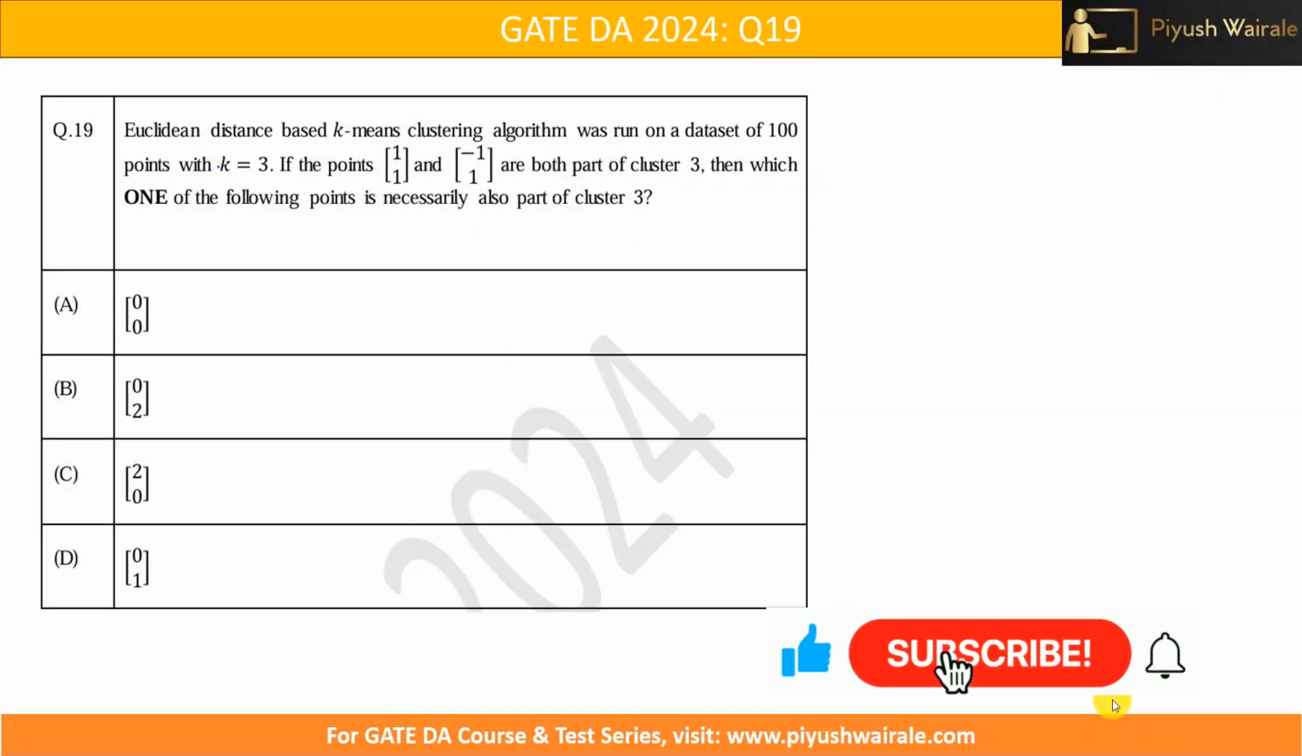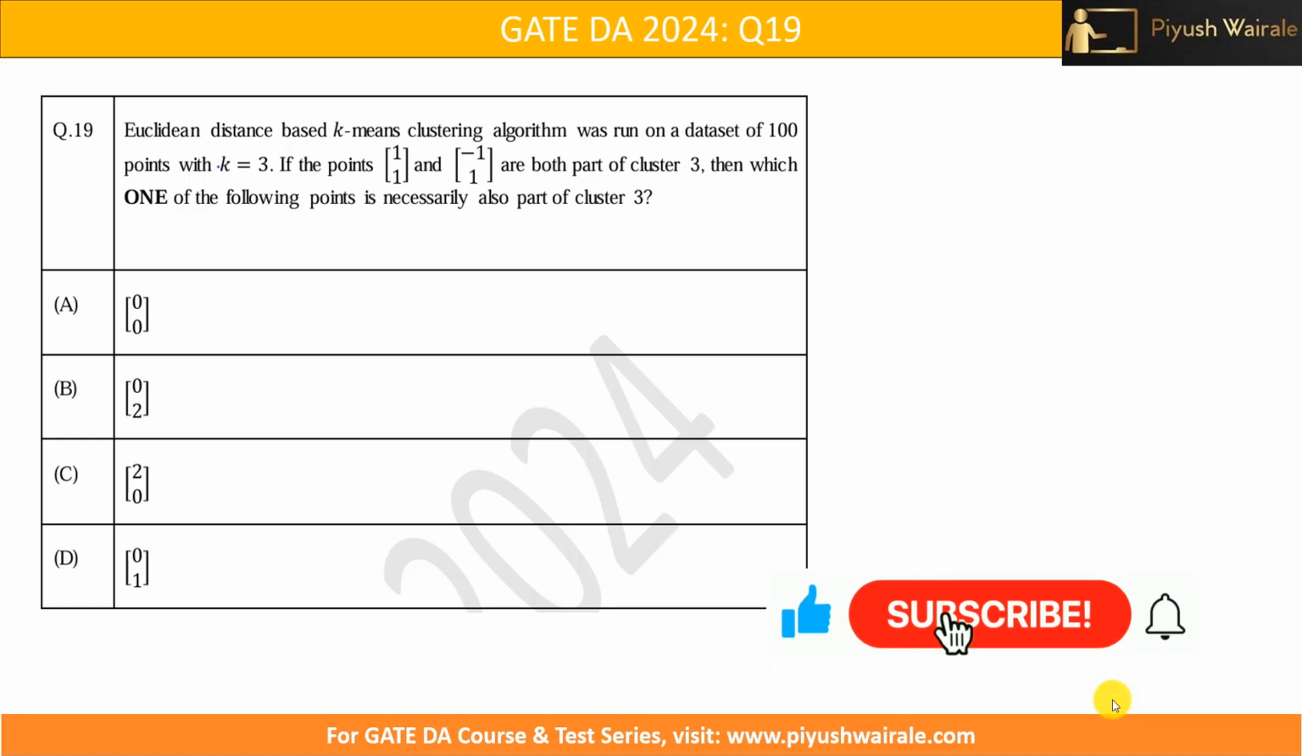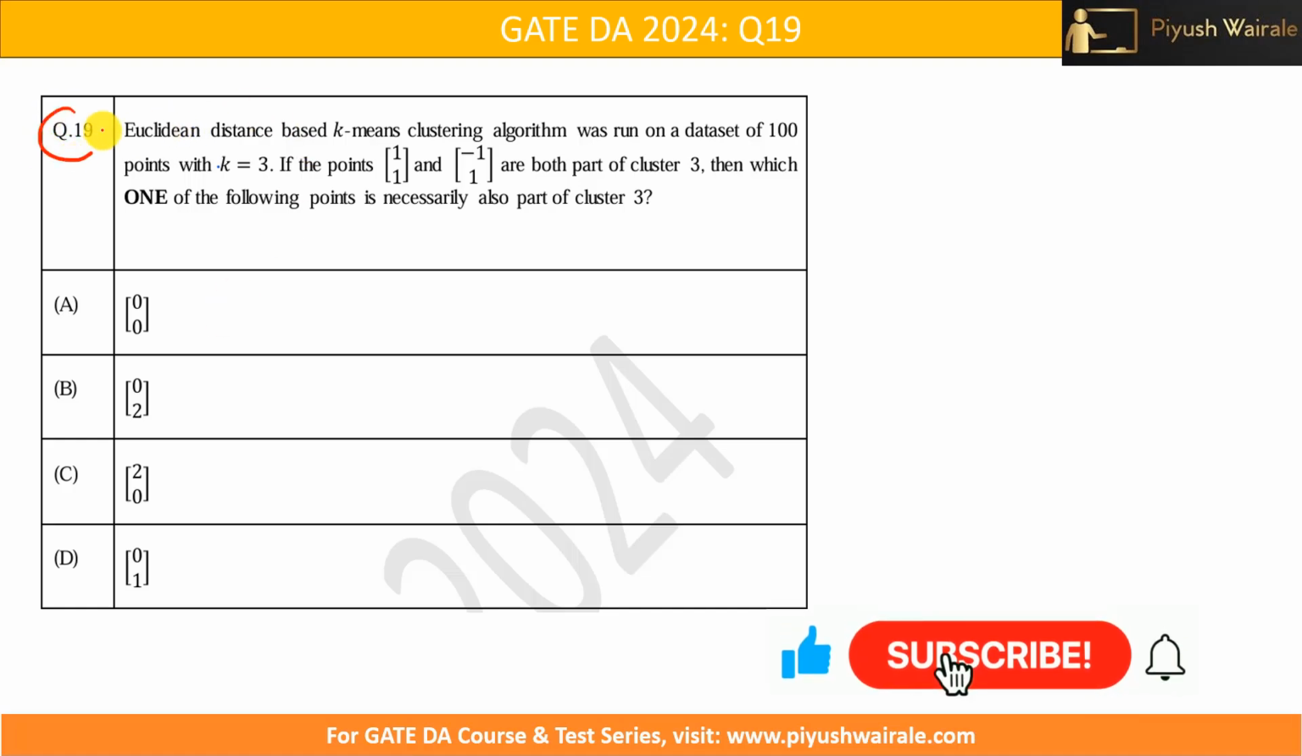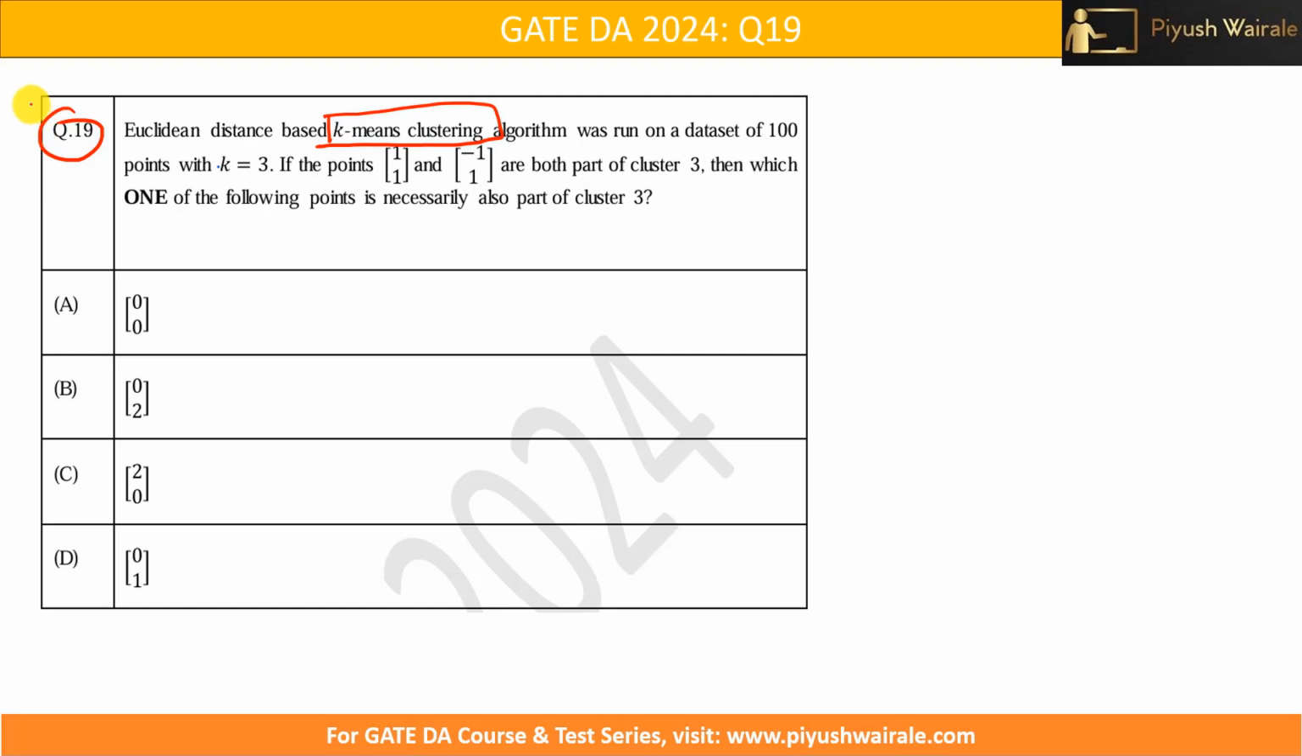Hello everyone. In this video we are going to discuss question number 19 of the GATE DA24 exam. This question is easy, just for 1 mark, a simple question. If you understand what K-means clustering is, then that's it. This type of question you can expect next year also, and for 2 marks also, whatever I have discussed in the course, that type of question they can ask.